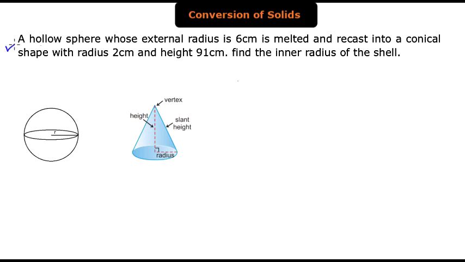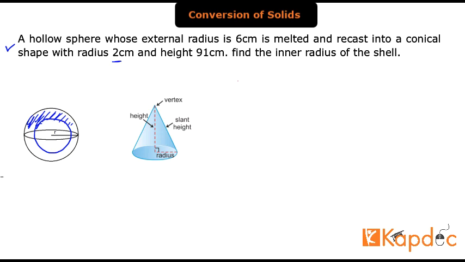We have that a hollow sphere with the external radius of 6 centimeters is melted and recast into a conical shape with the radius 2 centimeter. So this is my sphere. Let's say this is a hollow sphere. It's not completely filled with the solid, right? So this is my sphere, right?